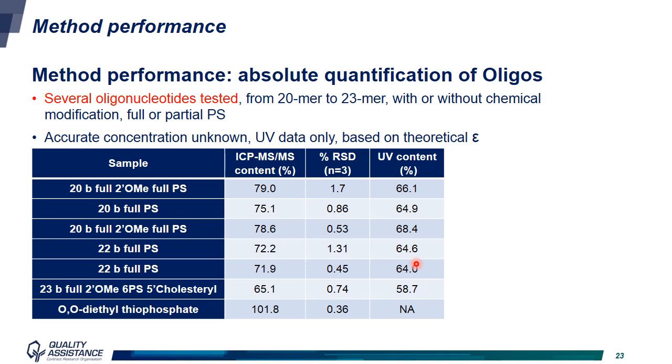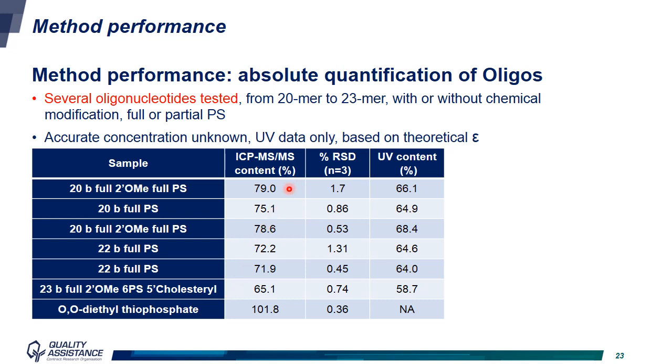As we had some oligonucleotides in stock in the lab, we decided to analyze them using our method. You can see here the different samples tested with a number of bases ranging from 20 to 23, O-methyl modification, or even a cholesterol addition. Most of them are full PS, except that one that has only 6 sulfur. In addition, you see here the diethyl thiophosphate used as a QC control.